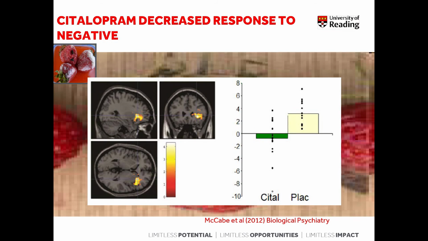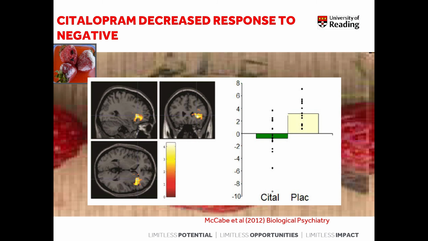And what we find is that parts of the brain that we know respond to negative information, parts of the brain that process that information, are reduced under citalopram. So these are all healthy people, this is placebo, and this is citalopram. When you're processing negative or not very nice information, citalopram reduces the brain's response to that. And that's a good thing, right?